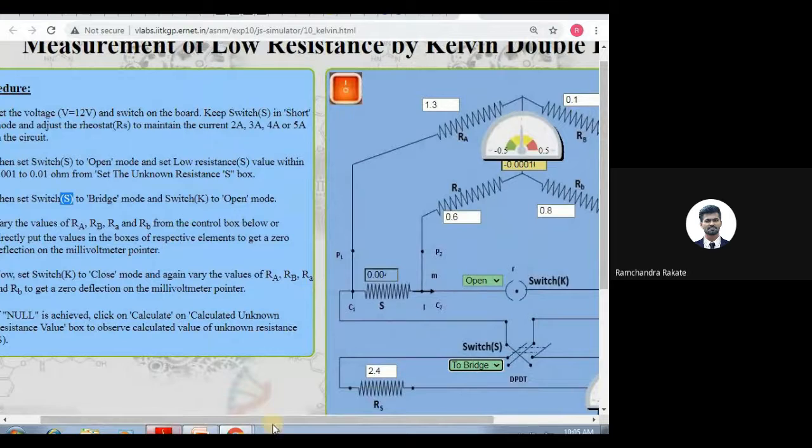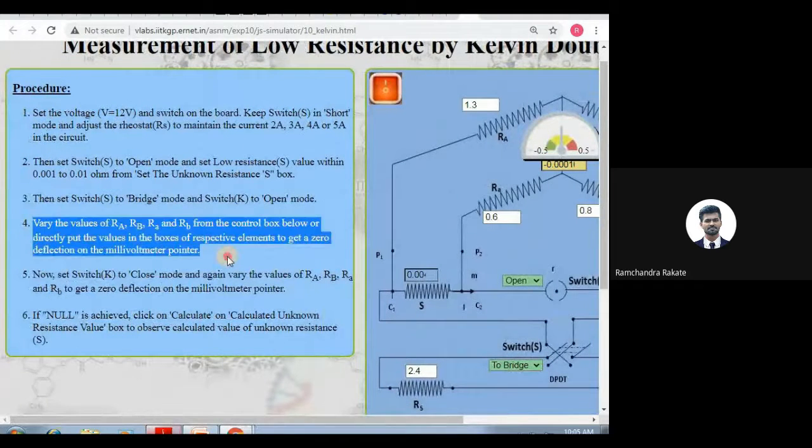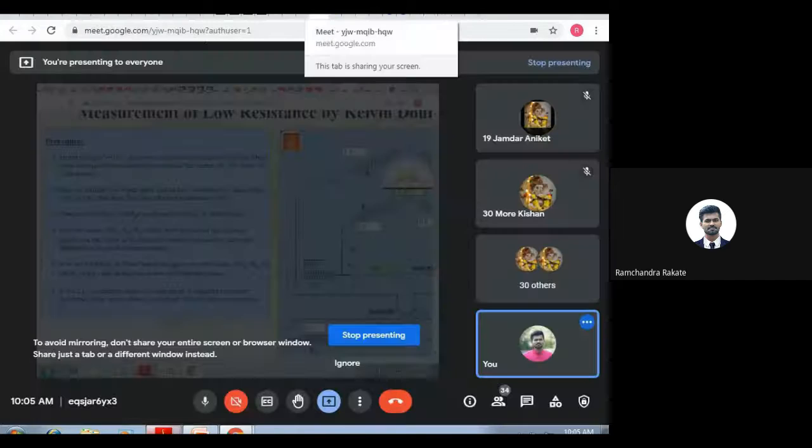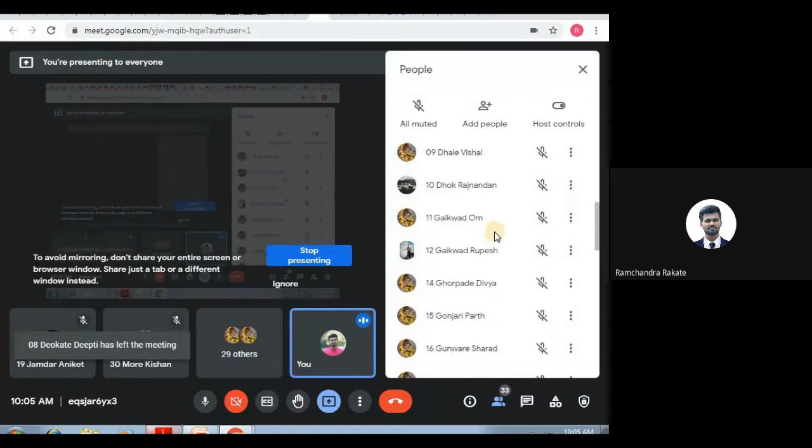Who is going to read out the next point? Point number 4. Yes, Divya.